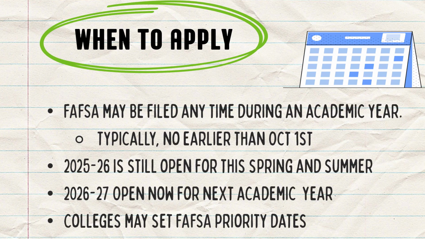Apply. The FAFSA can be completed anytime during the academic year. The application typically opens October 1st. The 25-26 FAFSA is still open for summer, and the 26-27 FAFSA is open for next academic year. Colleges may set FAFSA priority deadlines. These are important because funding may be limited. Be sure to check the dates of the colleges you're applying to so you don't miss out.